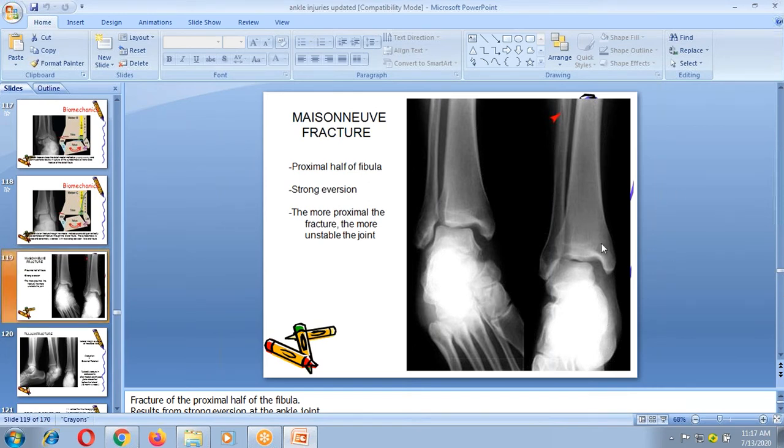Actually, today we will discuss... I think we discussed half of the ankle fractures in the last class. Is it correct? Yes, sir. So today we will complete the ankle fractures.